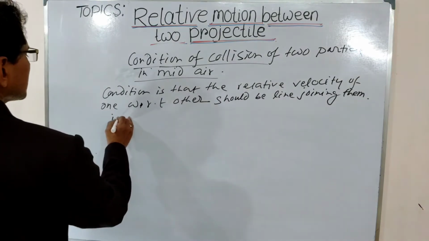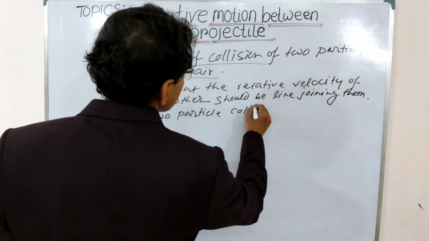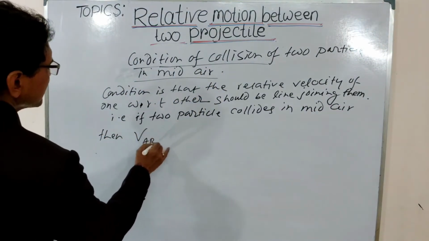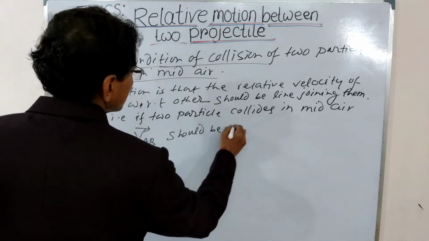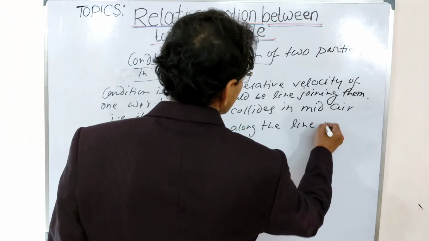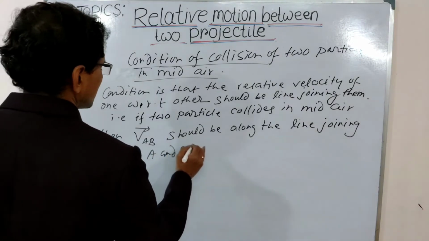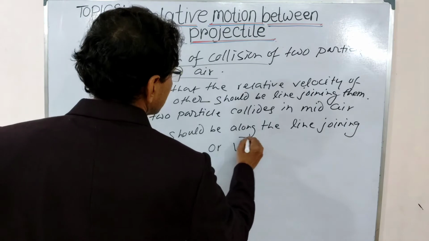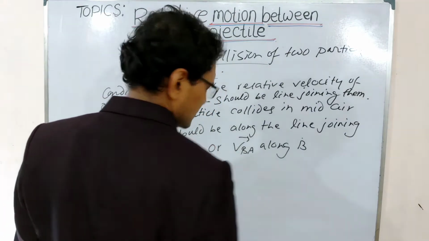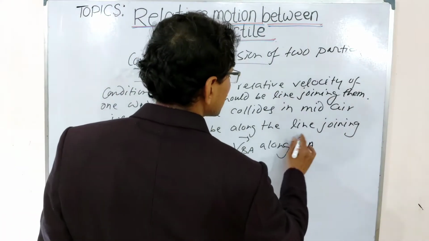That is, if two particles collide in mid-air, then VAB should be along the line joining A and B, or VBA along B to A, or VBA along BA. So this is the condition.